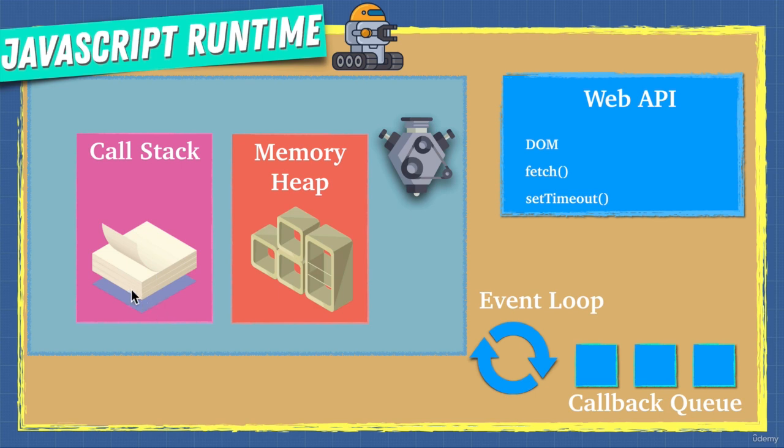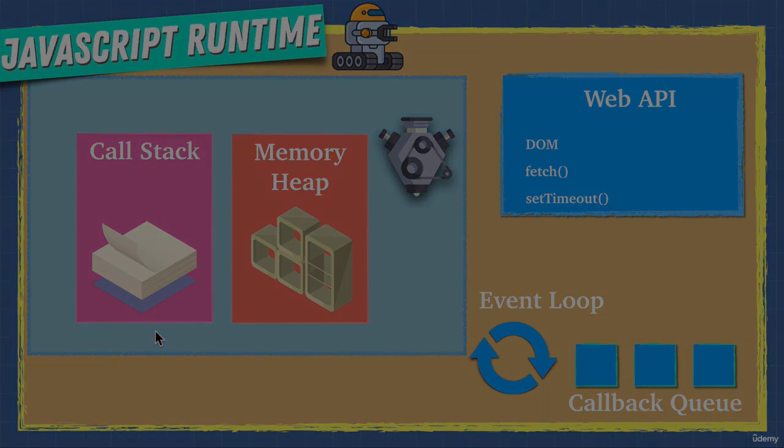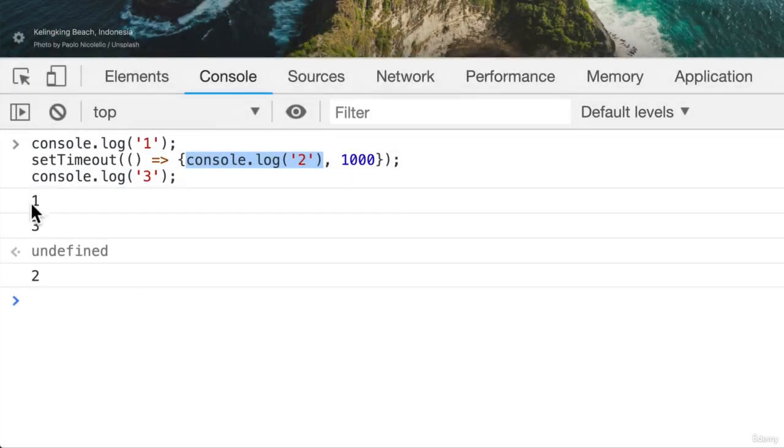So in our case, after console log 3 gets printed and popped off the call stack, the event loop is going to tick and say, all right, can you console log 2? And that's why we get this weird pattern.